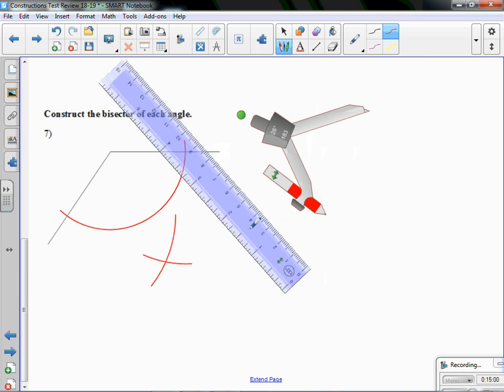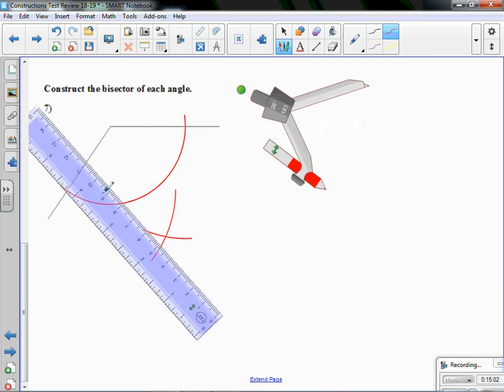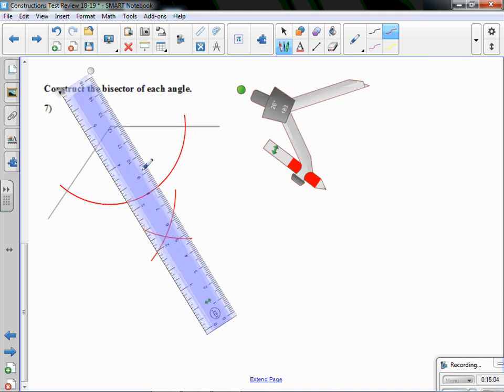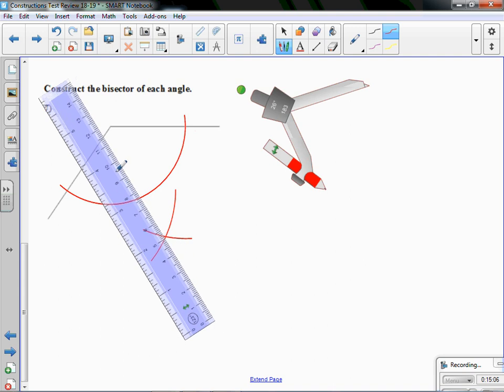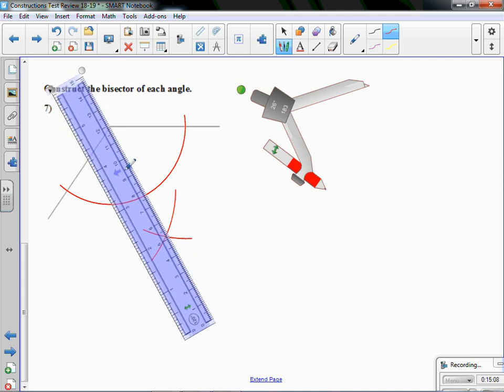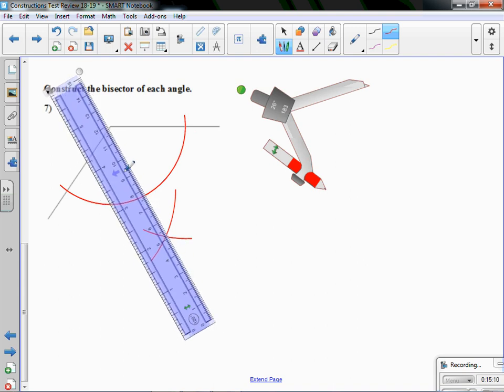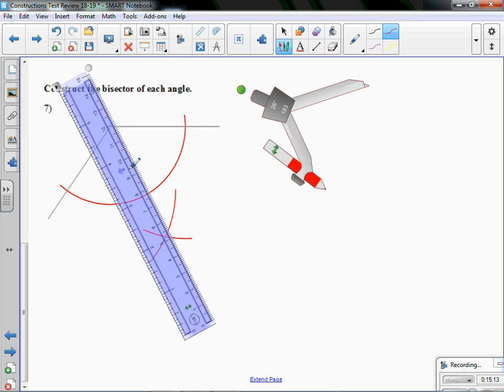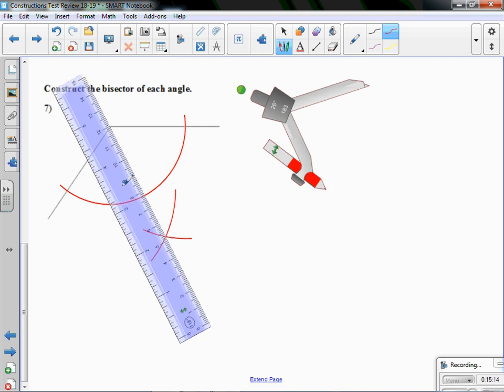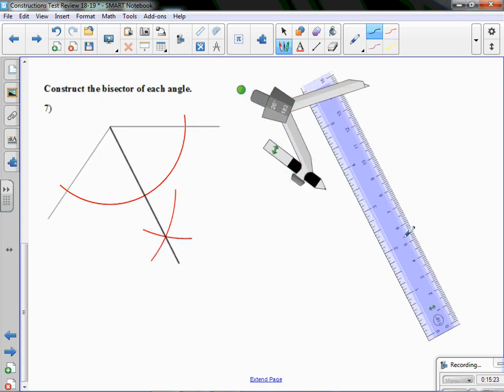And then bring in our straight edge, connect the intersection with the vertex. Like so. There's our angle bisector.